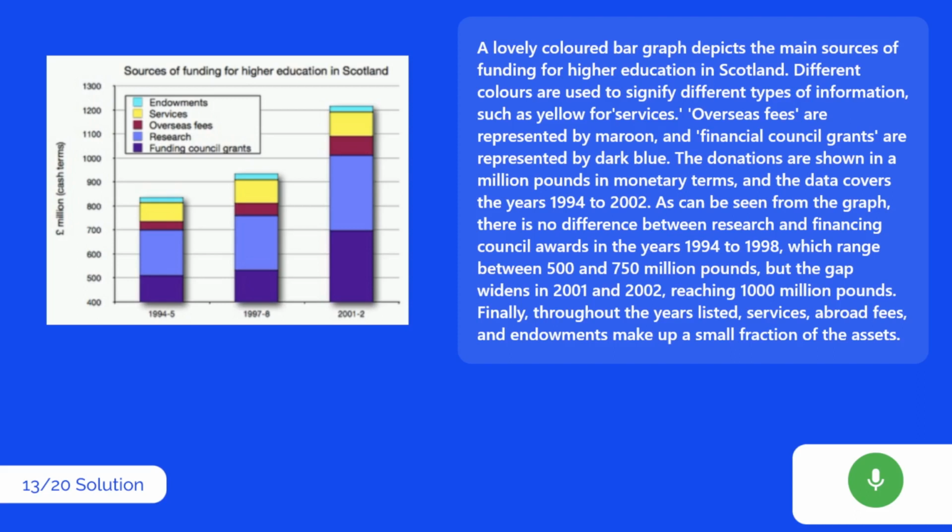As can be seen from the graph, there is no difference between Research and Financing Council awards in the years 1994 to 1998, which range between £500 and £750 million, but the gap widens in 2001 and 2002, reaching £1,000 million. Finally, throughout the years listed, services, overseas fees, and endowments make up a small fraction of the assets.